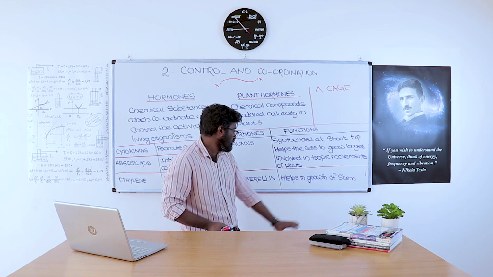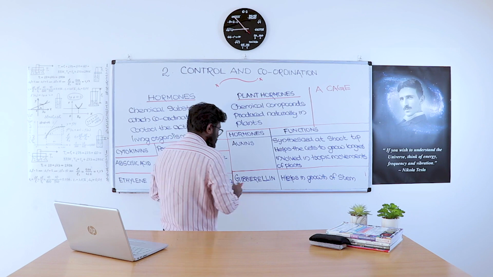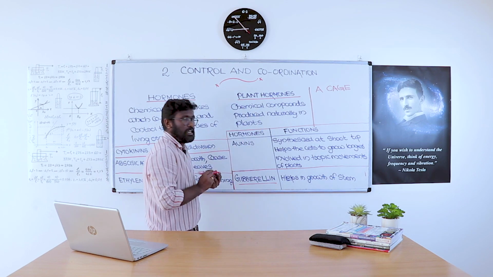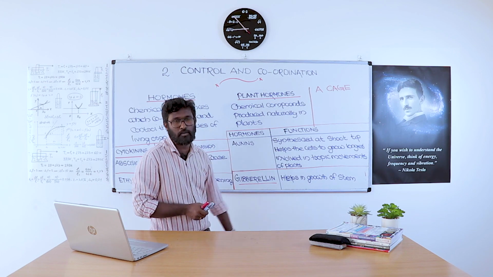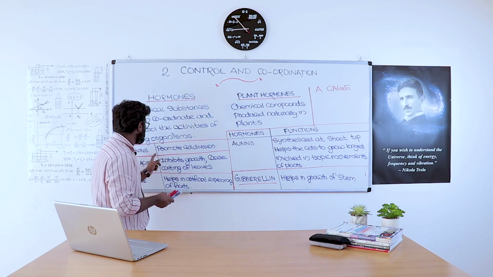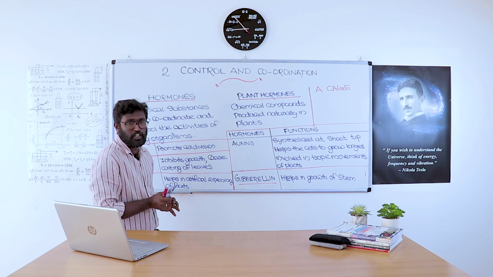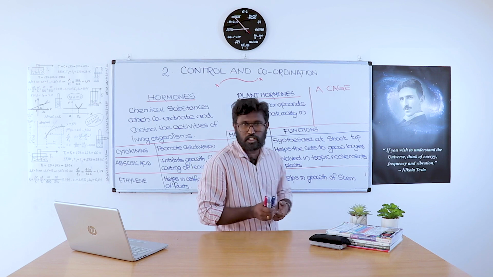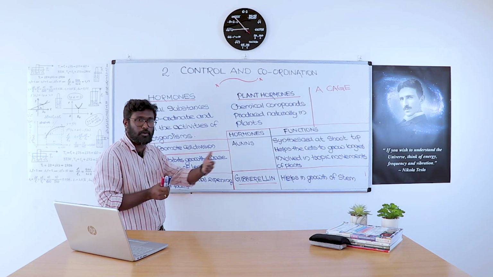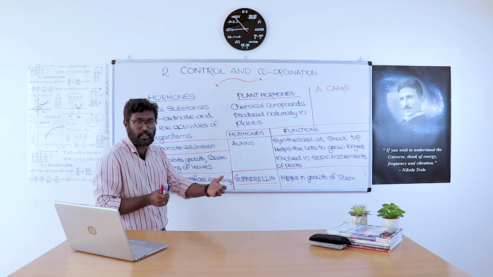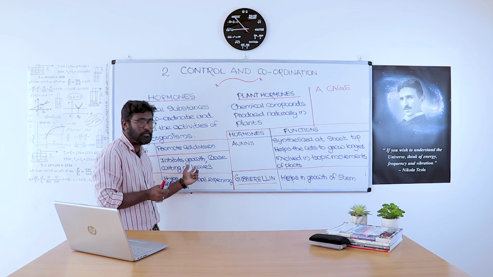Which hormone helps in the growth of the stem? Gibberellin. Gibberellin helps in the growth of the stem. Next one is cytokinin. The hormone which promotes cell division, which makes cells multiply, is called cytokinin.